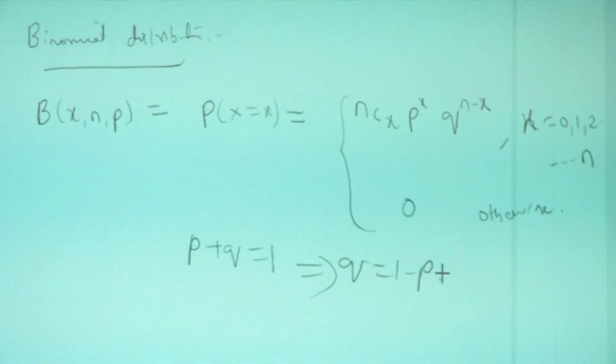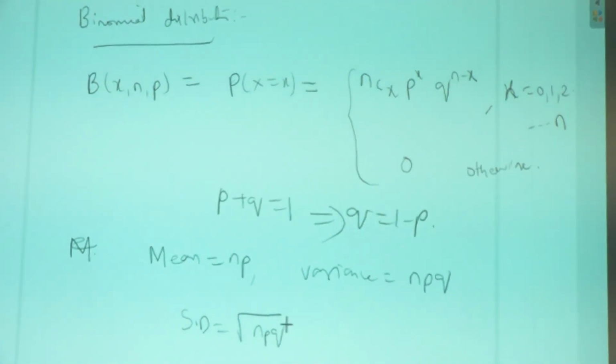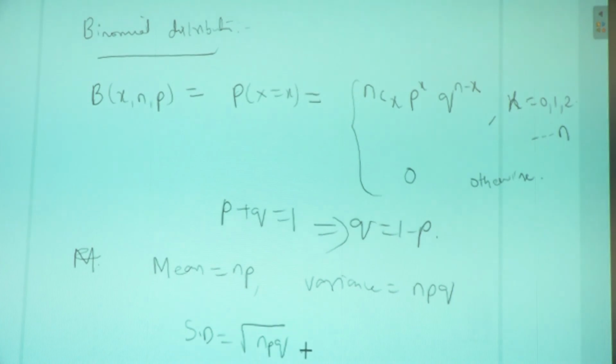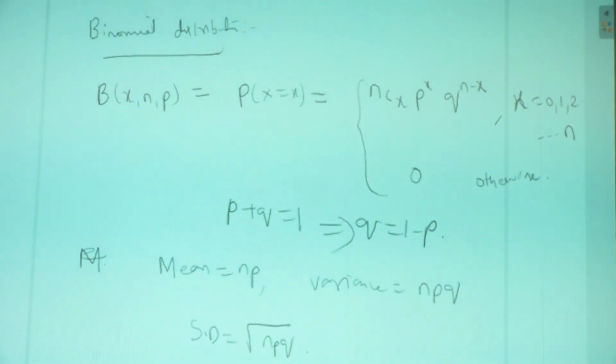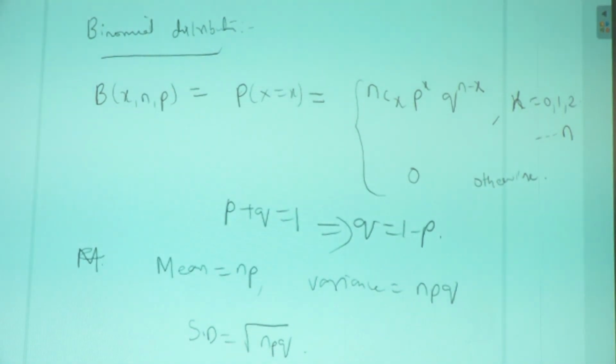Then, n and p are called parameters of the binomial distribution. Its mean is given by np and variance is given by npq, and standard deviation is under root of npq. Mean is np, variance is npq, standard deviation is under root npq. See that here the number of trials should be finite.